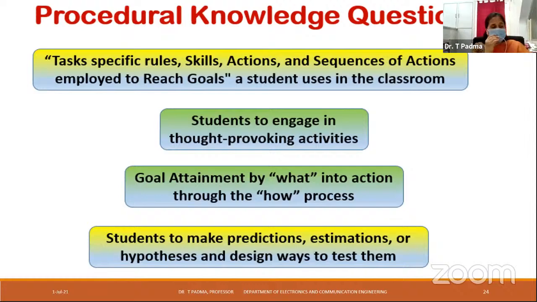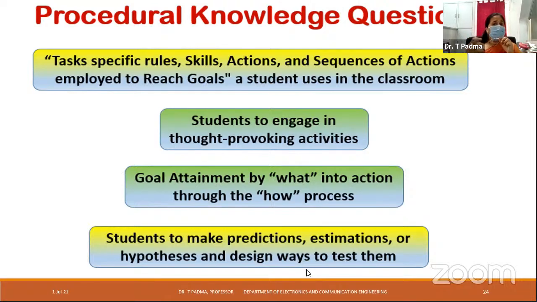So coming to the procedural knowledge question. In this procedural knowledge question, there could be a specific task, or a specific set of rules, or some specific skills required to come to the correct solution. So there could be a group of actions, or a sequence of steps required to come to the conclusion, or employed to reach a goal, which the student uses in the classroom. Those types of questions are called procedural knowledge questions, where the student has to engage in thought-provoking activities. If A and B are like this, then C should be like this. That is the thought-provoking type of activity to be applied by the student.